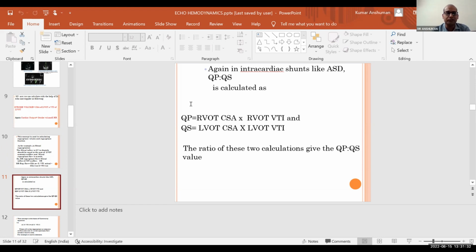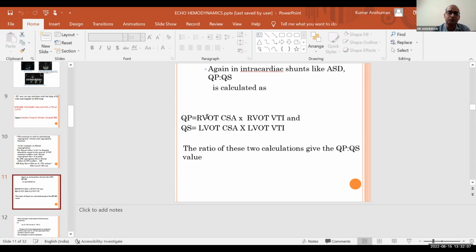Now again, how will you calculate the QP and QS? Same concept here. QP is calculated by the cross-sectional area of the RVOT. The RVOT view is the short axis view. When you go to the great artery level in short axis, you find the pulmonary valve, and you just put the pulse wave Doppler at the opening of the pulmonary valve. You will get an RVOT VTI. You just have to measure it, trace it, and you will get the RVOT VTI.